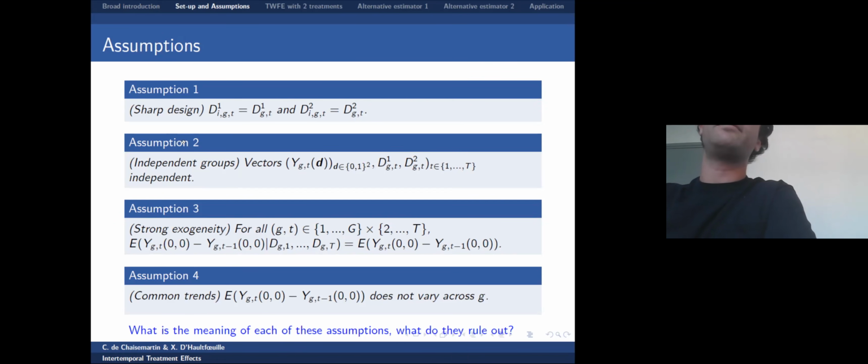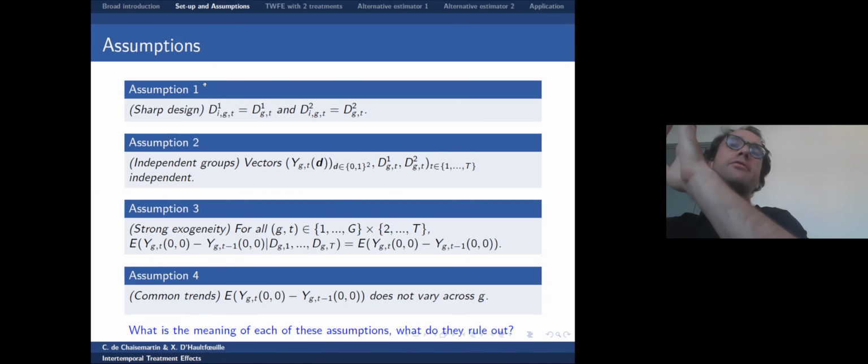But let's start with 1 and 2. So we're going to assume that the design is sharp. That means that the treatment is assigned at the gt level, which is the case in the medical and recreational marijuana law example.